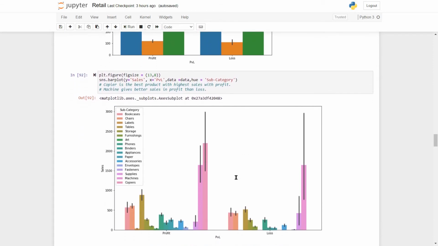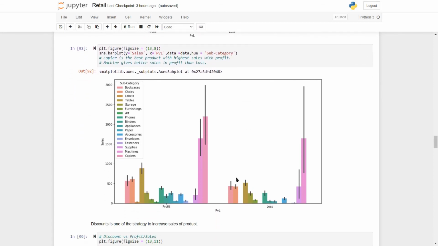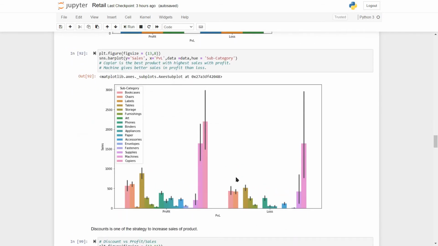Moving further, we divided this category into subcategories, like what people are actually buying, what products are actually making more profits. So here you can see these two tall buildings. This one is copiers, and this one is machines. These are making the highest profits, plus the highest losses as well.